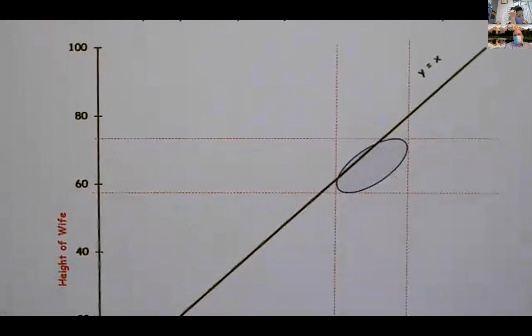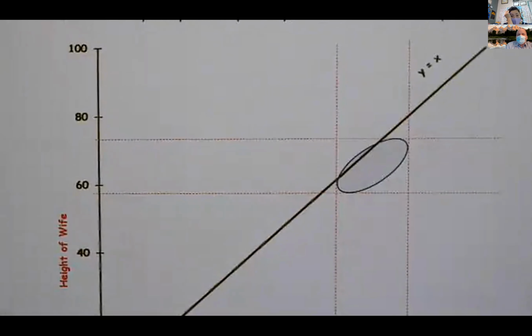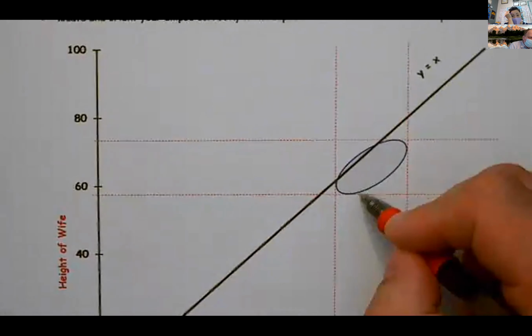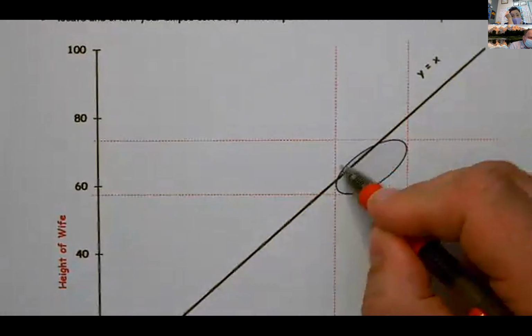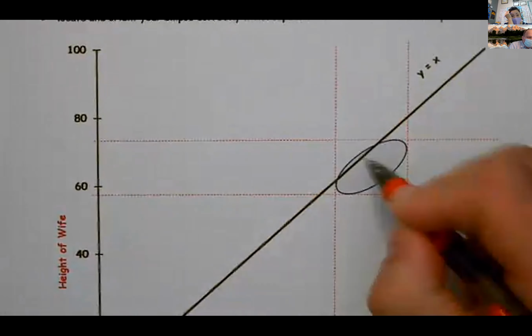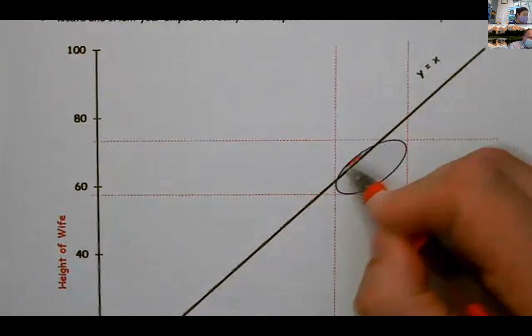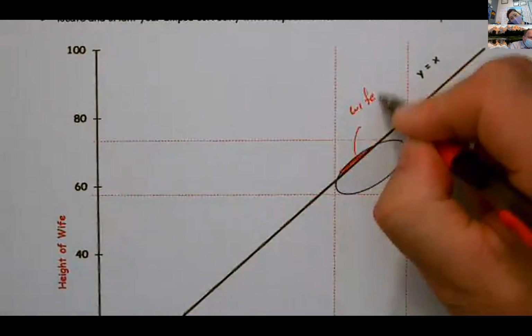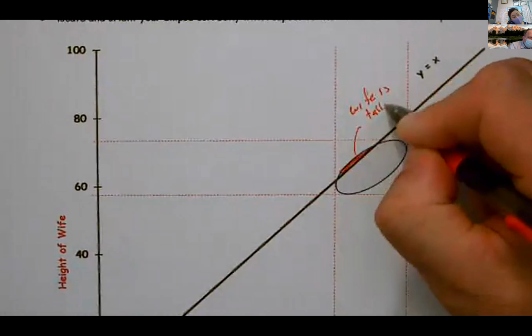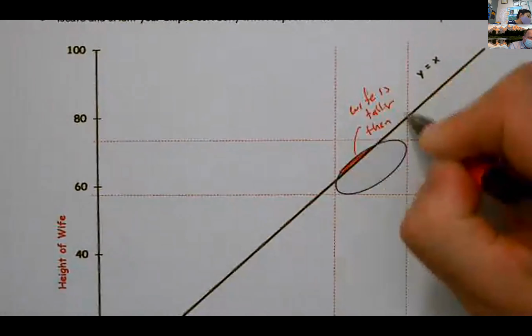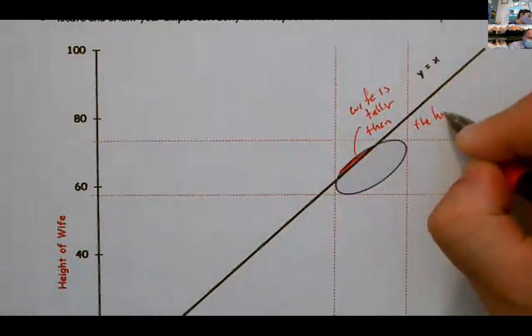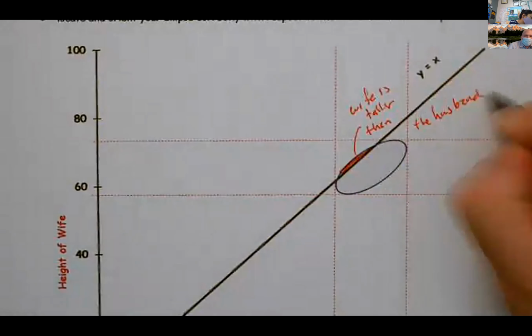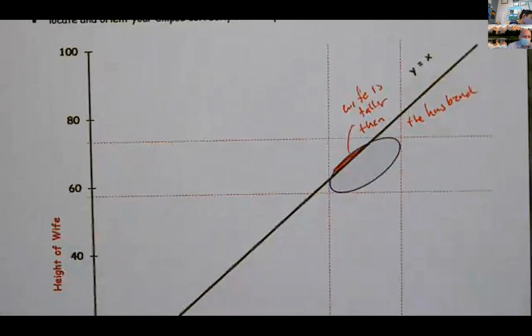And I was like, oh, that's where my ellipse needs to go. And so I just kind of sketched out an ellipse in pencil right here. And this part right here, this little bitty small part, is where the wife is taller than the husband. All right, that's where the wife is taller than the husband.